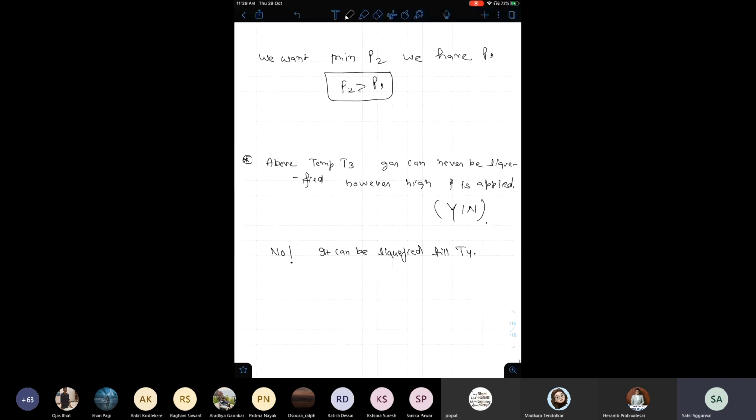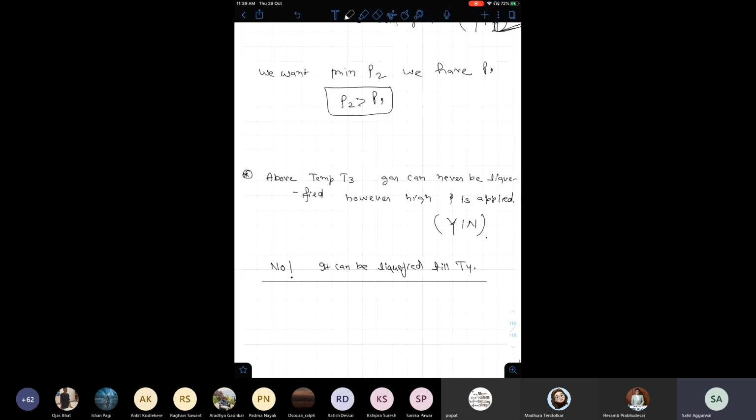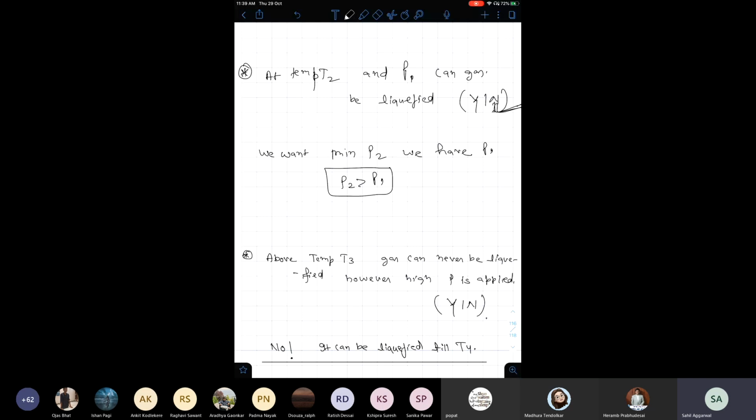Understood? No, it can be liquefied till T4. This you should give as answer. That will be better. Okay, Sanika, understood? You didn't answer for this. All of you understood this graph?